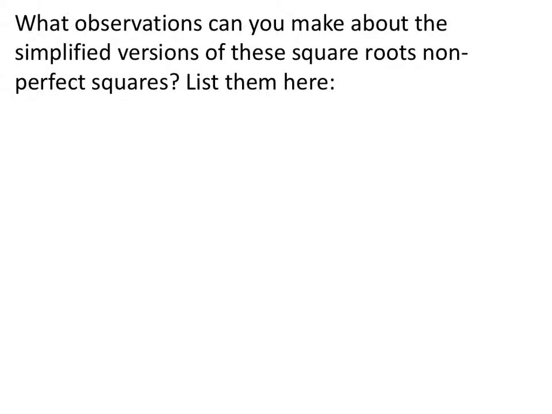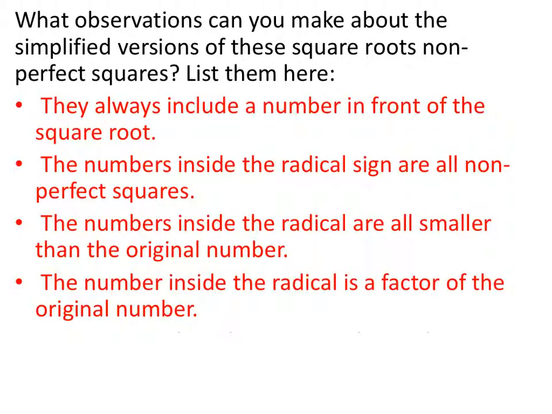What observations can you make about simplified versions of these square roots? Non-perfect squares, list them here. So they always include a number in front of the square root. The numbers inside the radical sign are non-perfect squares. The numbers inside the radical are all smaller than the original number. The number inside the radical is a factor of the original number. And then we can have other observations too.